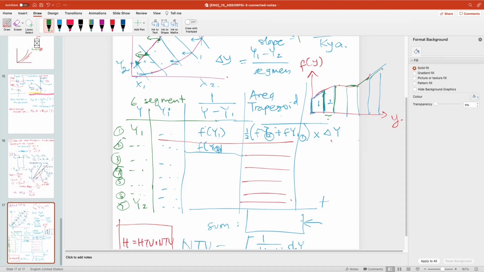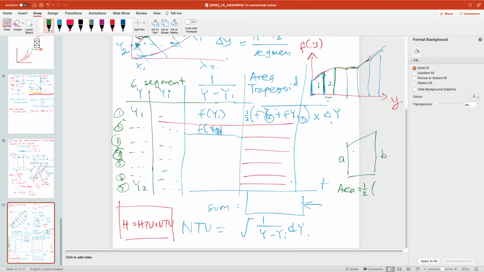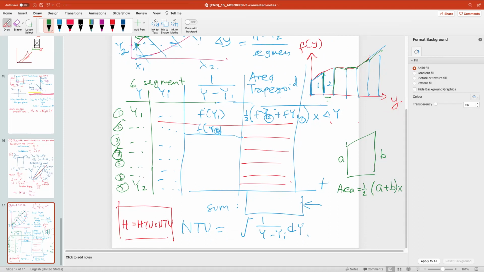So basically, just to check if this is a trapezoid one, if this is A and B, the area is actually half of A plus B multiplied with the delta, delta y.